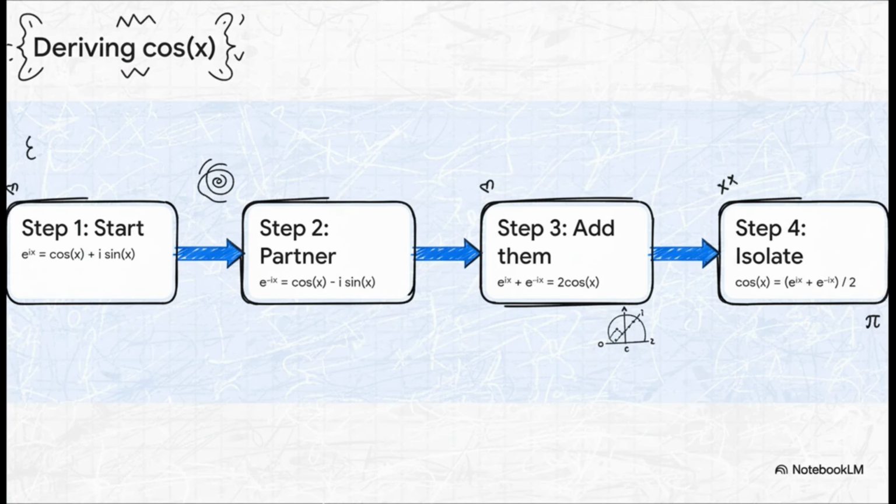You can see it in step 1. Then we grab its partner for e to the negative ix in step 2. Now, just watch what happens when we add them together. The i sine x and the negative i sine x, they just cancel each other out completely. A little bit of rearranging, and you find that cosine isn't really fundamental at all. It's actually just built out of these complex exponentials.